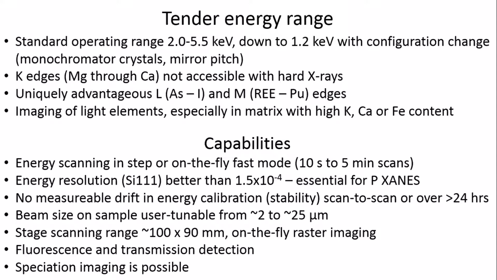The beam size on a sample is tunable by the users from 2 to 25 microns about, with no adjustment to optics, just dialing up the beam size. The stage can scan an area of up to 100 millimeters or about 100 millimeters, also with fast scanning. Detection is either in fluorescence or transmission mode, and we can also do speciation imaging. So that's the capabilities in a nutshell.